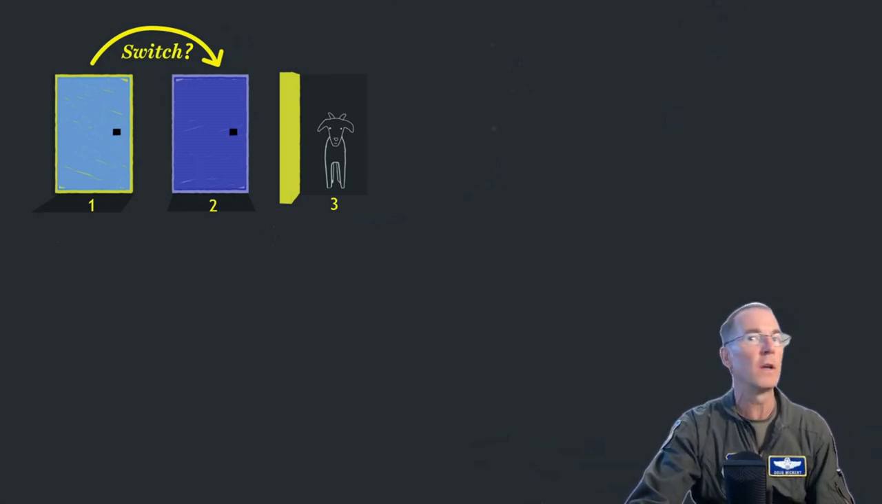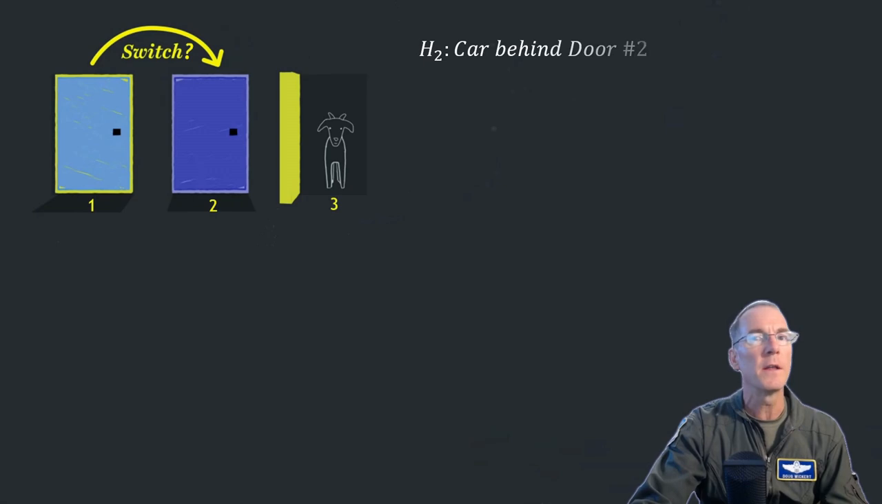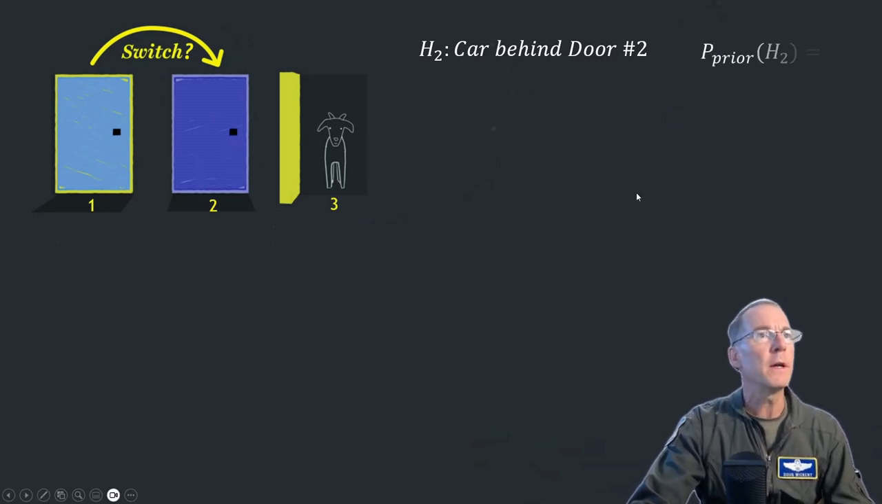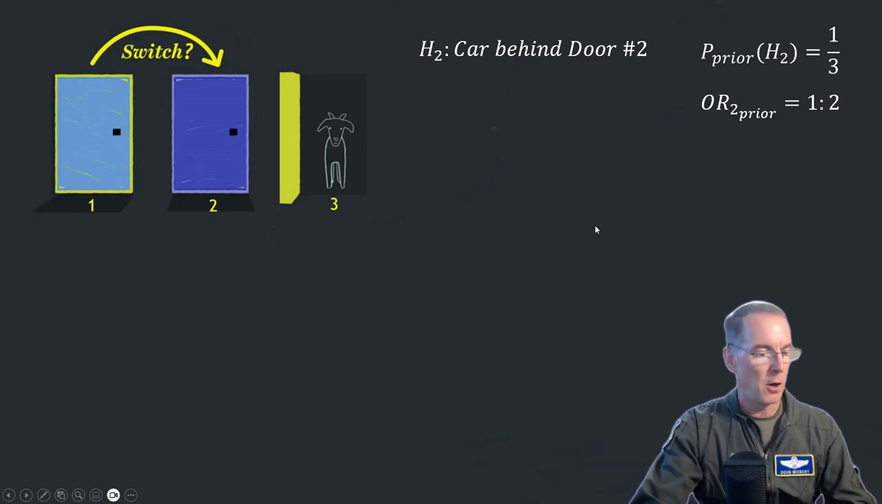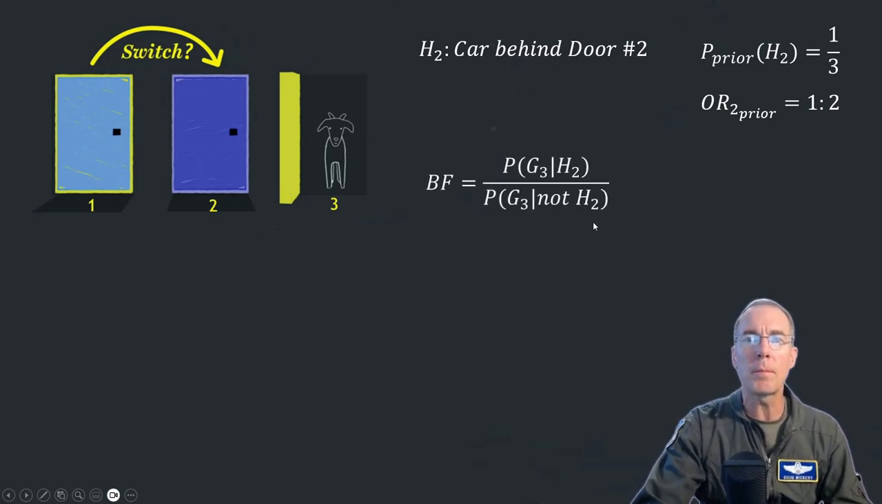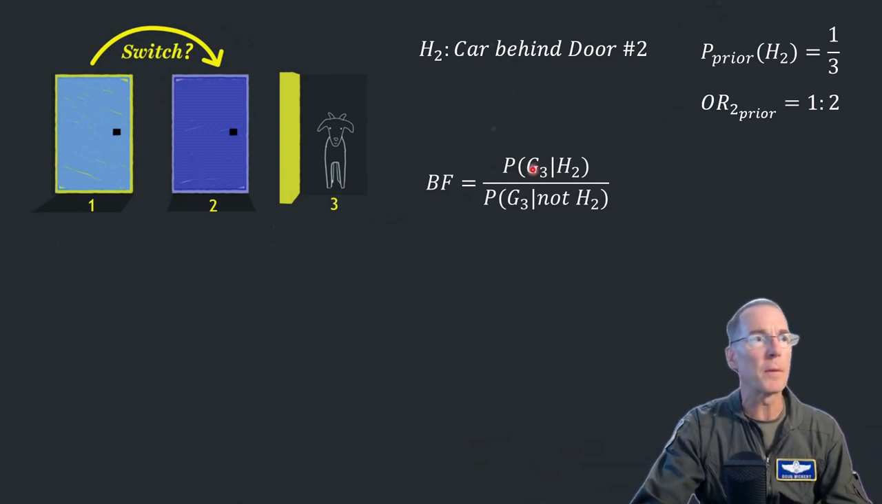So let's evaluate this using Bayes factors. We will call H2 the hypothesis that the car is behind door number 2. The prior probability that door 2 has the car is 1/3. So the prior odds are 1 to 2. Our data is the goat behind door number 3. Our Bayes factor is the ratio of the probability of seeing goat 3 given H2 to the probability of goat 3 given not H2.